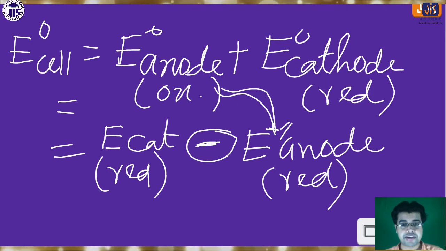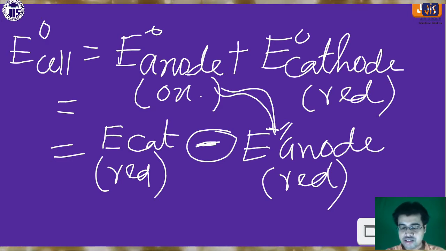So just keep in mind that if you consider the reduction potential for both electrodes, then it will be E cathode minus E anode. That means you first write down the potential of the cathode, then mention the potential of the anode.